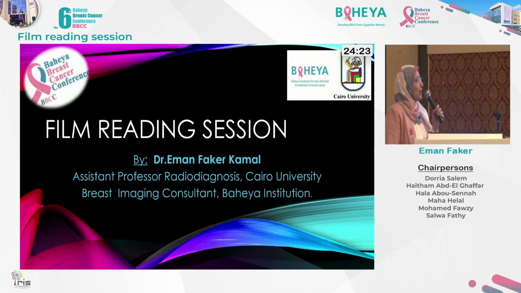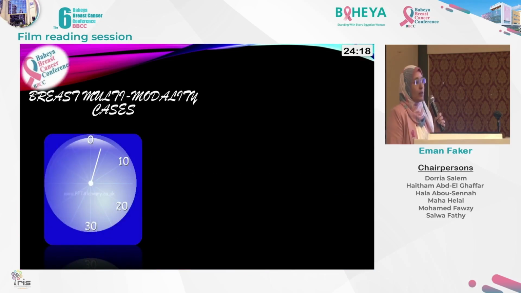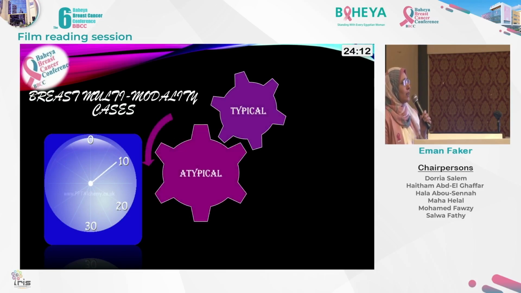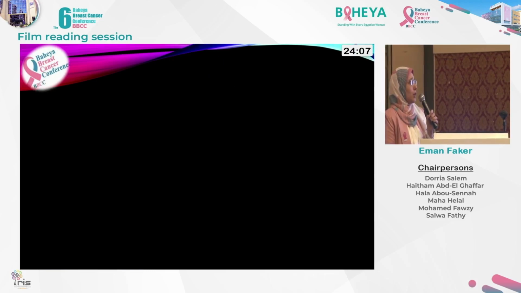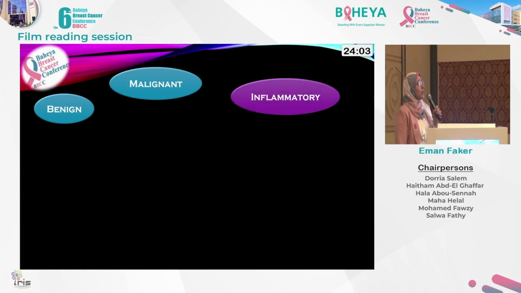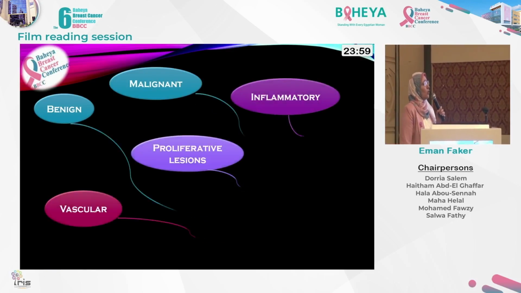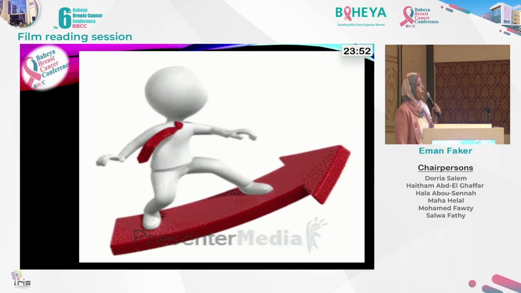We will run rapidly through breast multimodality cases over the following 25 minutes. I'm intending to bring different cases, either typical, atypical, or dilemmatic, to cover as much as I can of the pathologies, benign, malignant, inflammatory, proliferative lesions, and vascular lesions. All are pathologically correlated, and all are Bahia cases. Okay, let's start.